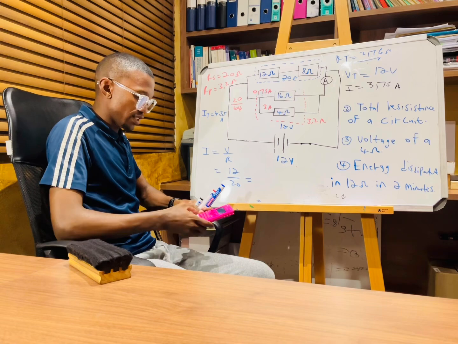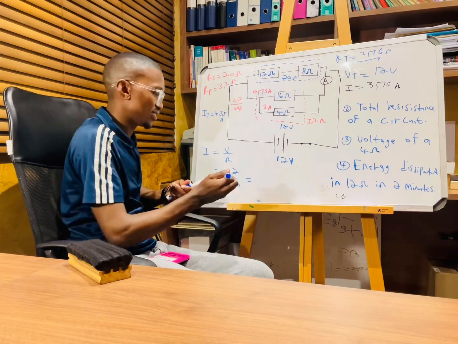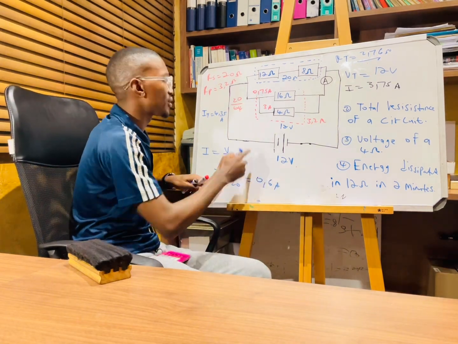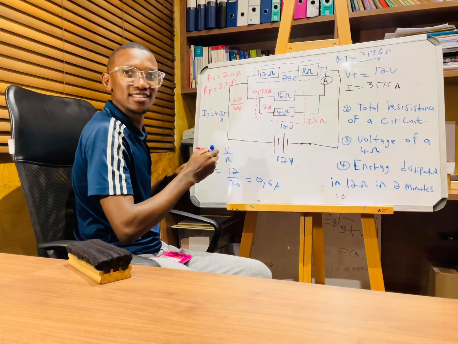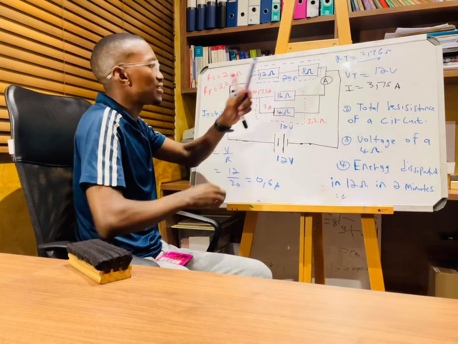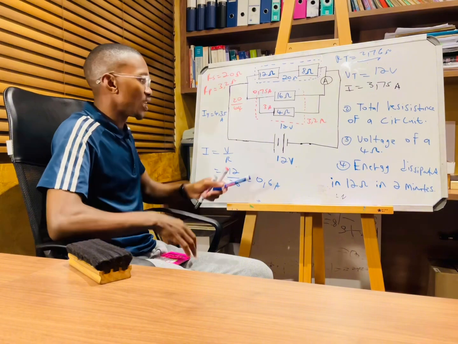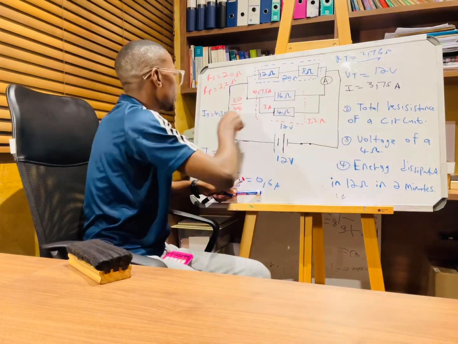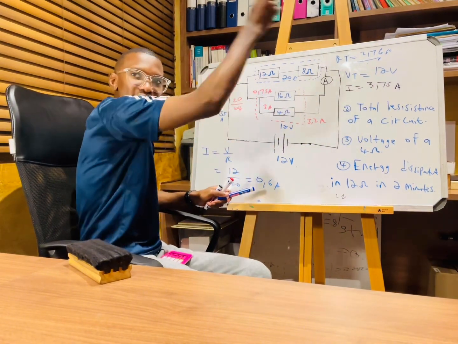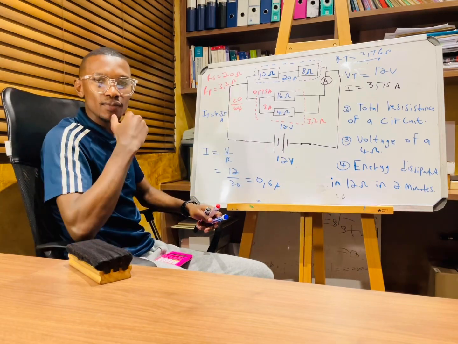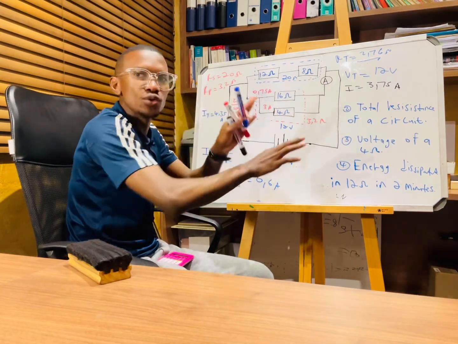0.6, so 12 divided by 20 gives 0.6 amperes. That's the current for this one, meaning the current of this and this is the same, 0.6 amperes. When I add this and this, they will give me 4.35, which is the total current of the circuit. The statement didn't give you any of those.